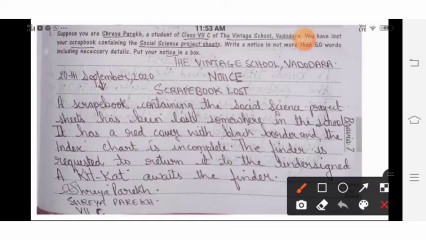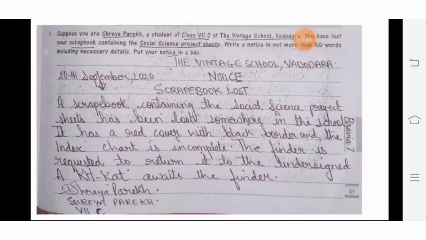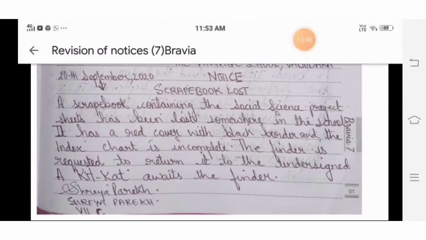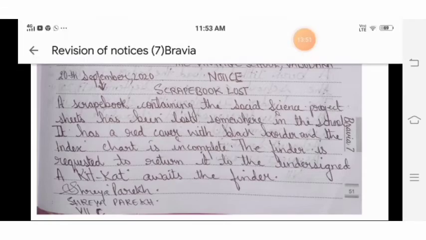Okay, no problem. So, first thing what we will do, we will underline in the question the things which are given. What are the things which are given in the question? Let me find out first thing. Right? The person who is issuing the notice is given. It is Shreya.